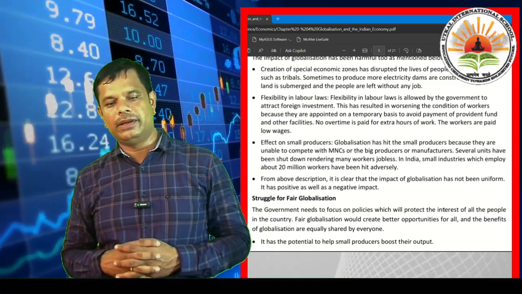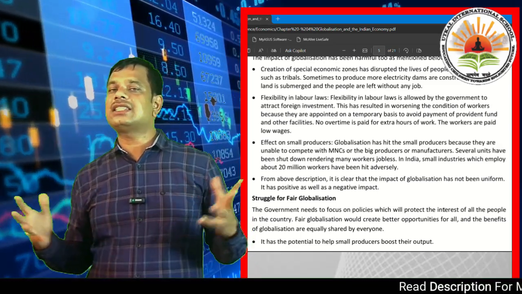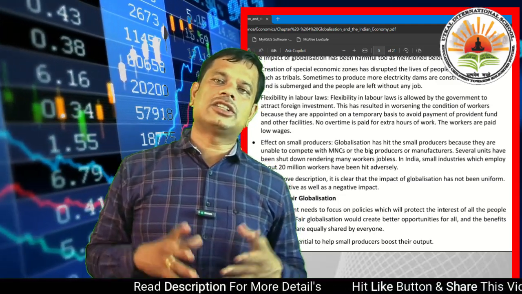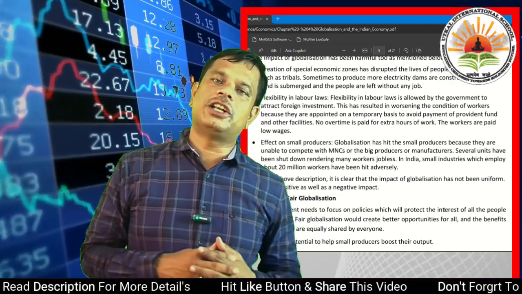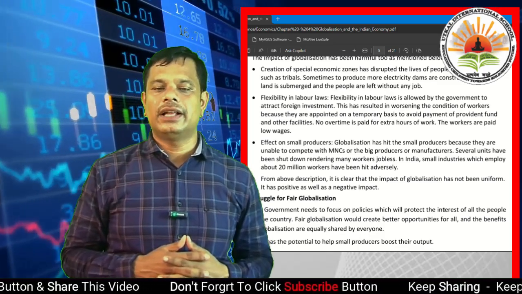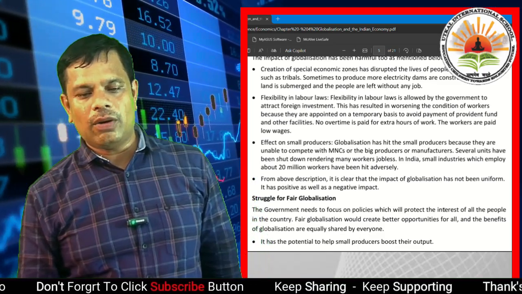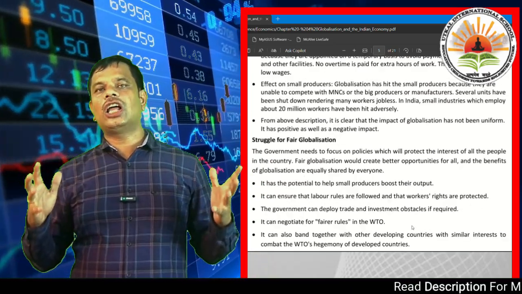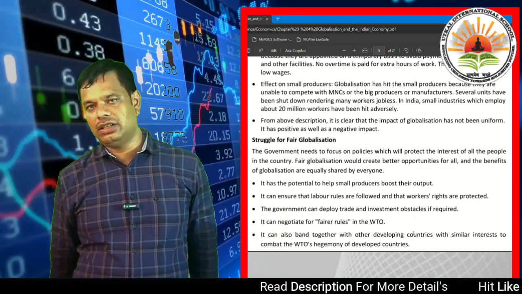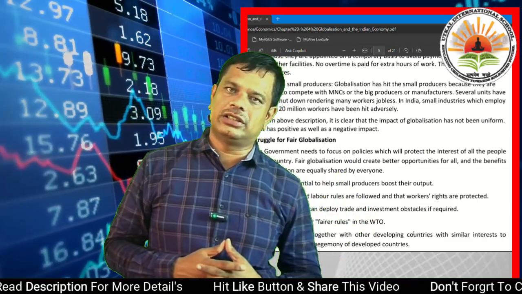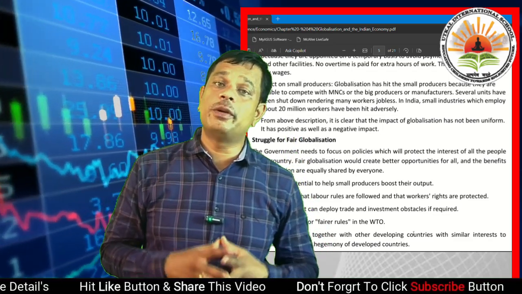From the above points, it is clear that the impact of globalization has not been uniform. It has positive as well as negative impact. So on the above points, we have learned that globalization has a positive impact, and at the same time it has a negative impact. Now another very important point is the struggle for fair globalization. We all want globalization, but the globalization should be fair.